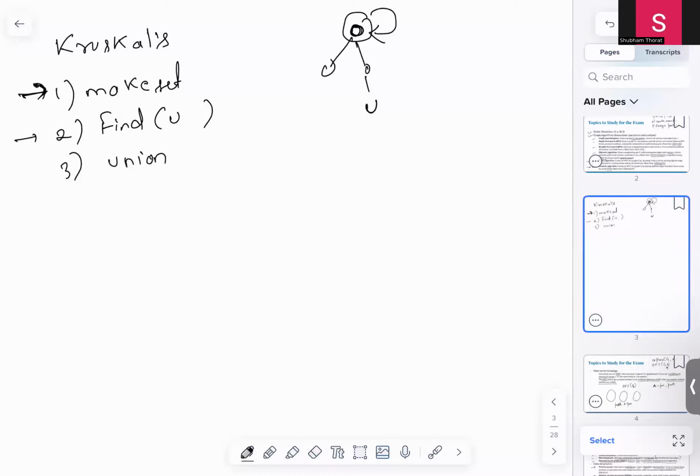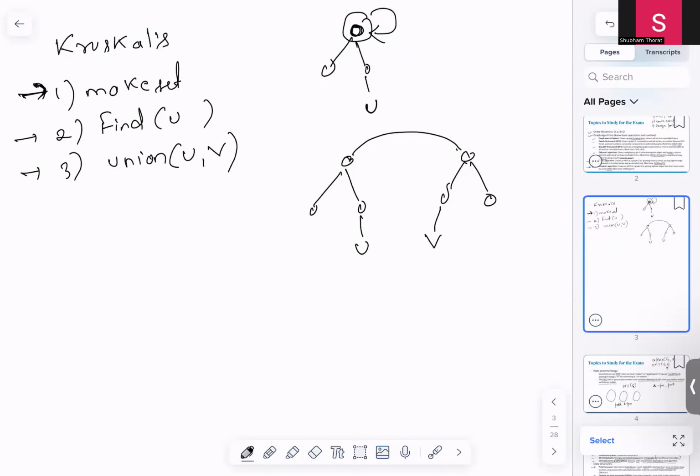And for union, you try to do the union of U and V. That means if there are 2 trees, and U belongs to this one and V belongs to this one, you're trying to unionize these 2 things. That means you're trying to connect these 2 roots. And that's what your union is. And it turns out it is a log n operation when you use the disjoint set data structure. N is your number of vertices in this case.